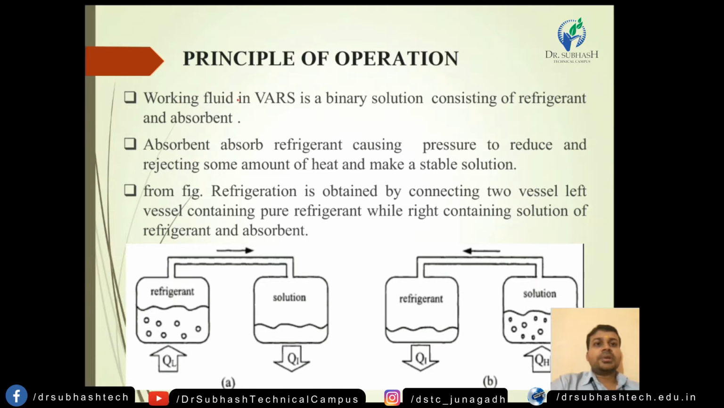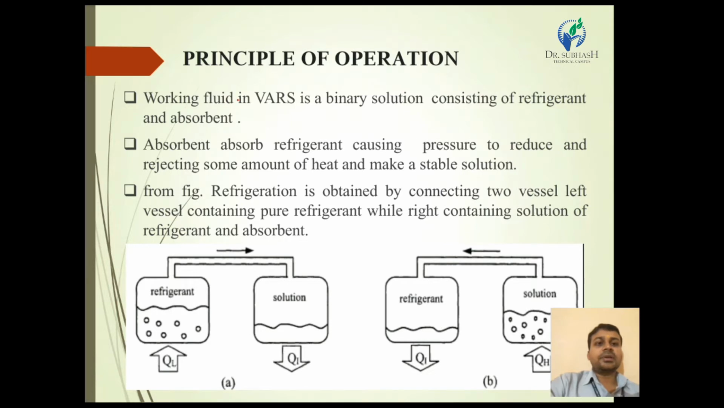The absorbent and the absorbed refrigerant cause the pressure to reduce, rejecting some amount of heat and making a stable solution. Let us see figure 1, figure A and figure B. Figure A contains a mixture of refrigerant and absorber, and in figure B the refrigerant is separated from the absorber. The refrigerant is absorbed in the two vessels: the left vessel contains pure refrigerant while the right contains a solution of refrigerant and absorber.